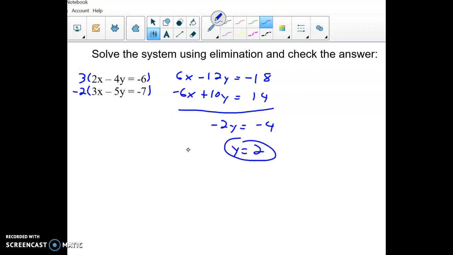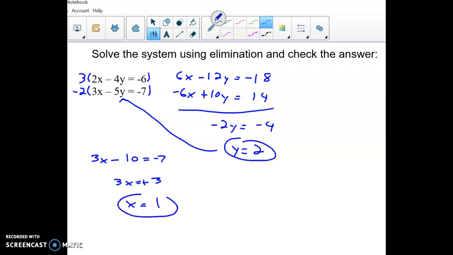Plug it into either equation. So again, I'll just do the bottom one here. So we have 3x minus 10, 5 times 2. Add 10 to both sides. I kind of messed that up, but we get 3x equals positive 3, and then divide by 3 and we get x equals 1. And boom, we solved our system.